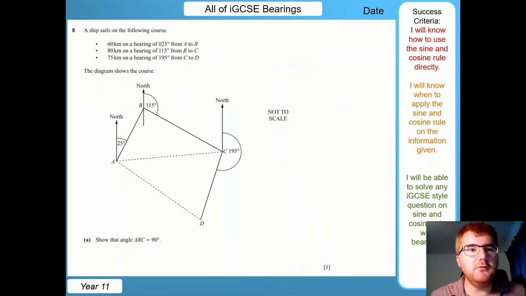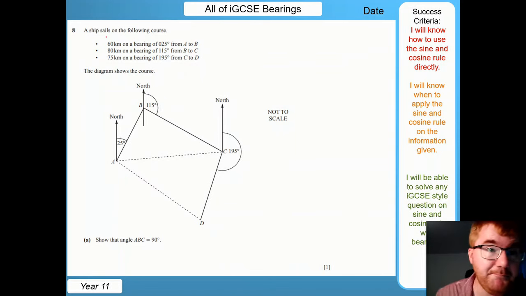Okay, on to a more difficult question, but they do give us a lot of information to start with. A ship sails on the following course: 60 kilometers on a bearing of 025 degrees from A to B. Then notice they give us the angle here, but they don't write in the side. So I'm going to write in that this is 60 kilometers for this side here. And then it goes 80 kilometers on a bearing of 115 degrees from B to C.